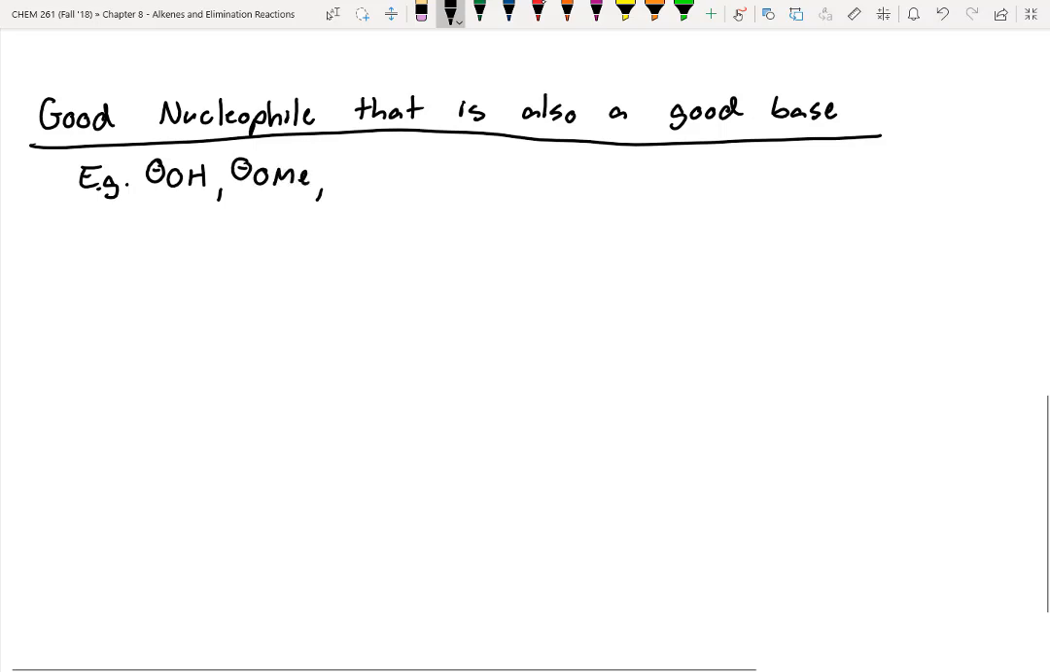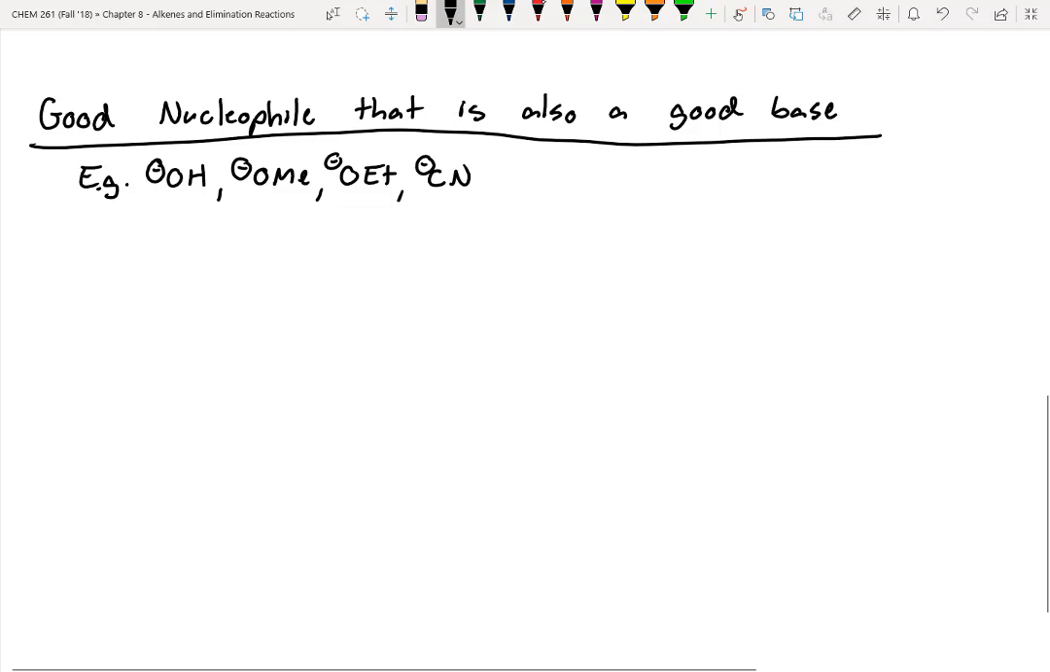We could also have other alkoxides as long as they're not too hindered. So we could have methoxide. We could have ethoxide. The key is that it's not a tert-butyl group coming off, right? If it's a tert-butyl group, it's just simply too bulky. Are there any other ones? Yeah, there's some other ones as well. If we think about like cyanide, you could argue that that's a pretty good nucleophile, pretty good base, things like that. So we could think about those as well.